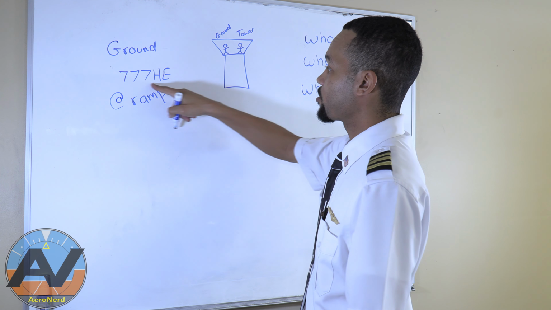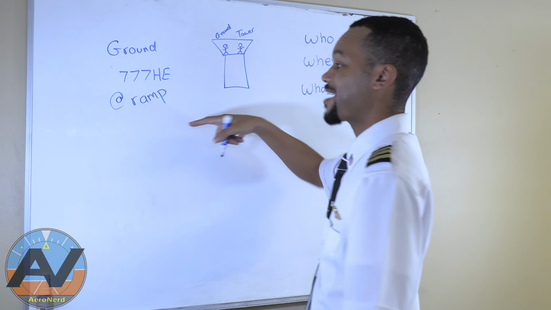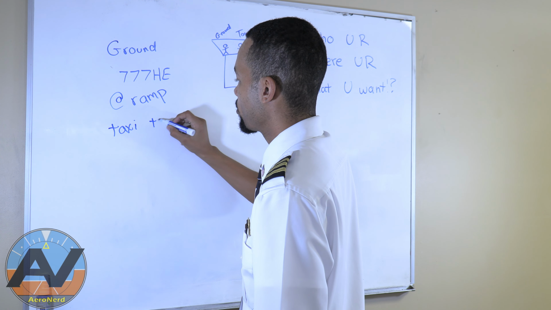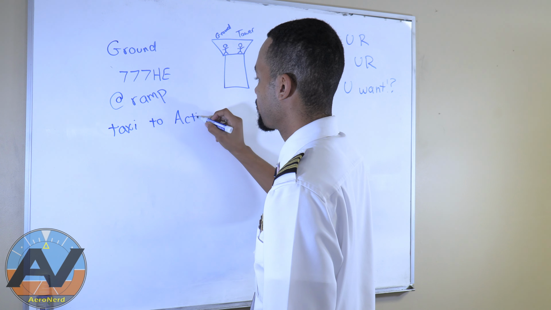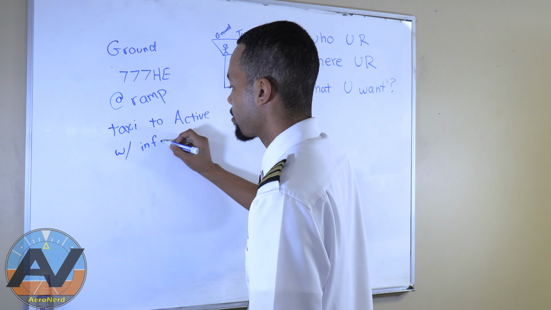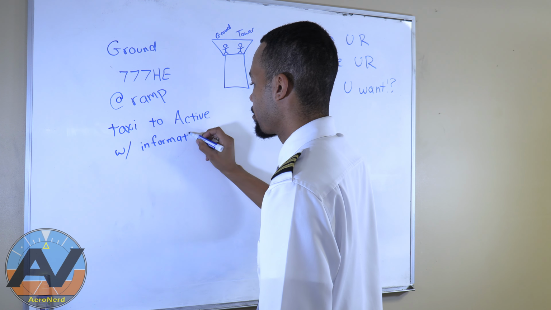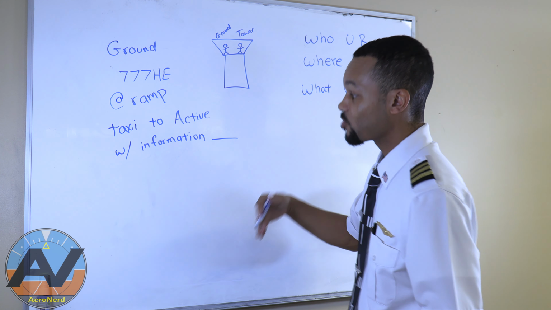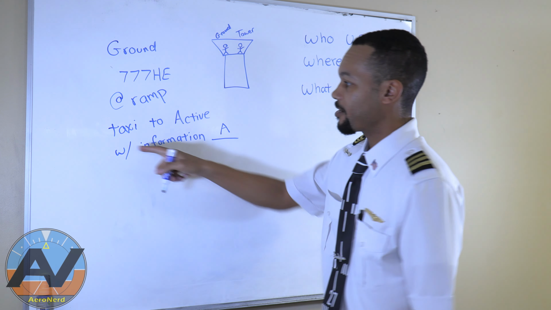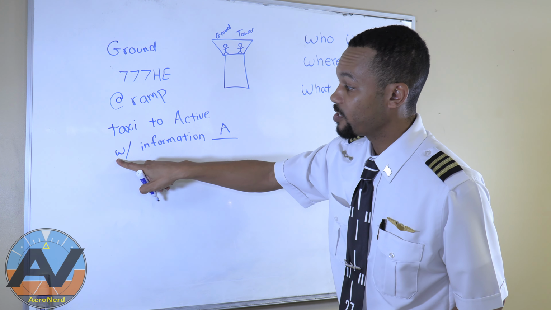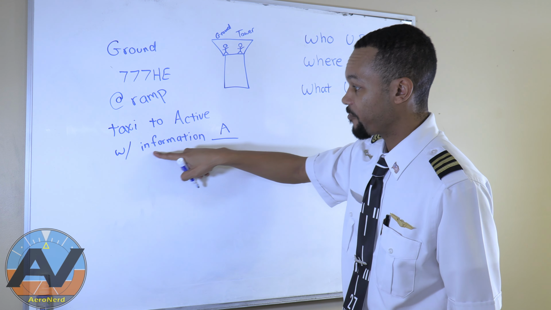So we're on the ground, 7 Hotel Echo, we're at the ramp, and we want to taxi to the active runway, which is 9, because we listened to the ATIS. So we'd like to taxi to the active, and you can say with information, whatever ATIS information you have. Let's say, for instance, we have alpha. Okay, so I'd like to taxi to the active. We know that the active runway is 9er, and we're telling the ground that we have the information, the current information, which is alpha.